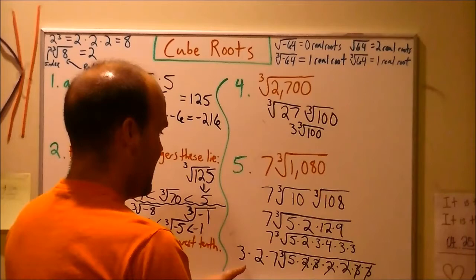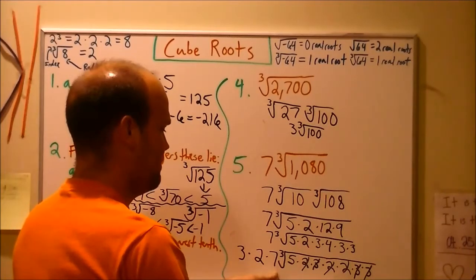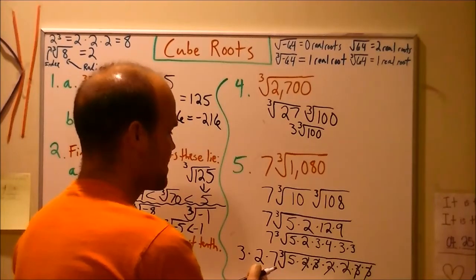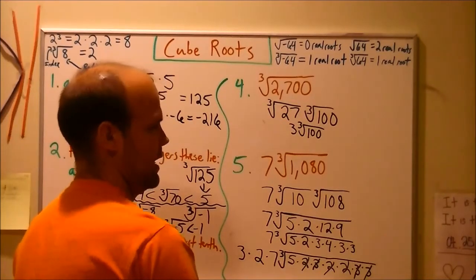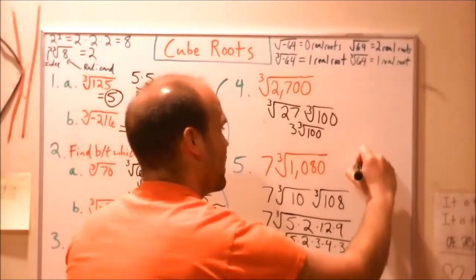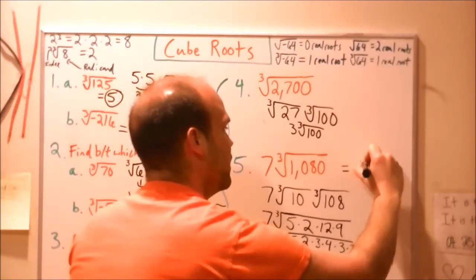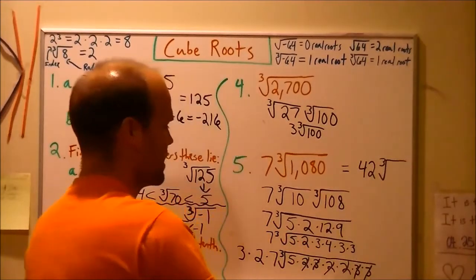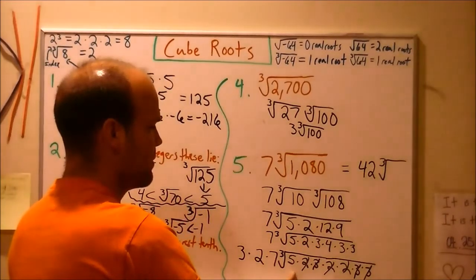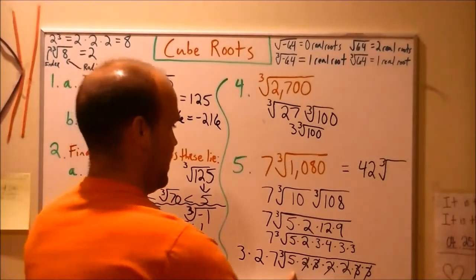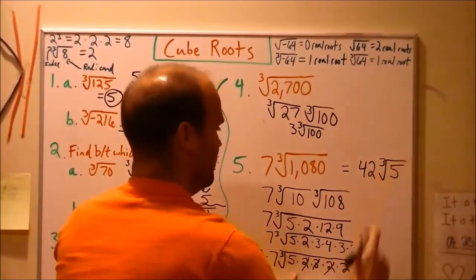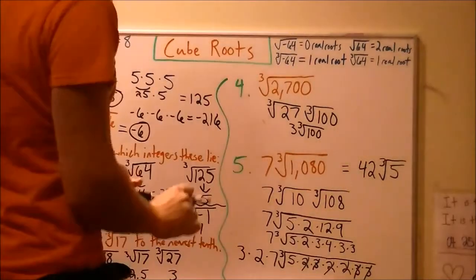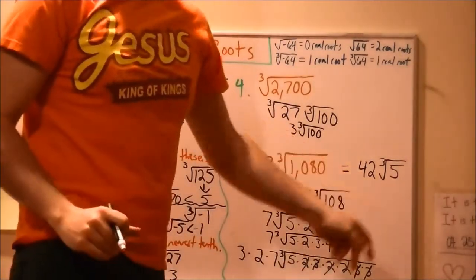And so here's what I have. 3 times 2 times 7, okay? What's 3 times 2? That's 6. What's 6 times 7? That's 42. I'm going to write our answer up here. So my outside number is 42 times the cubed root of, what is there as a number with which I can do nothing? That is the number 5. So my answer is 42 times the cubed root of 5, and I leave it in that form.